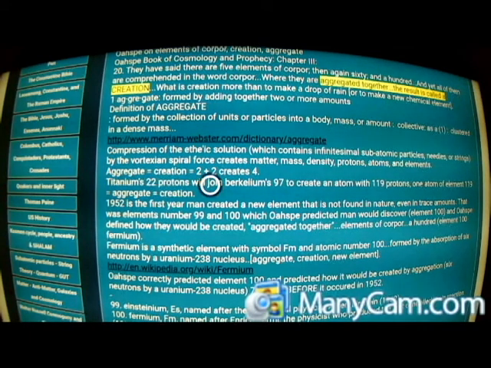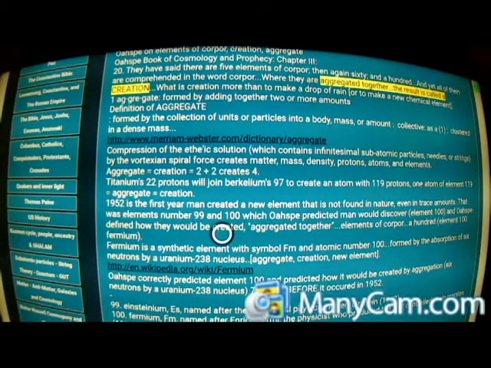Titanium's 22 protons will join berkelium's 97 to create an atom with 119 protons. One atom of element 119 equals aggregate equals creation. 1952 is the first year man created a new element that is not found in nature, even in trace amounts. That was elements number 99 and 100, which Oahspe predicted man would discover, element 100. And Oahspe defined how they would be created.